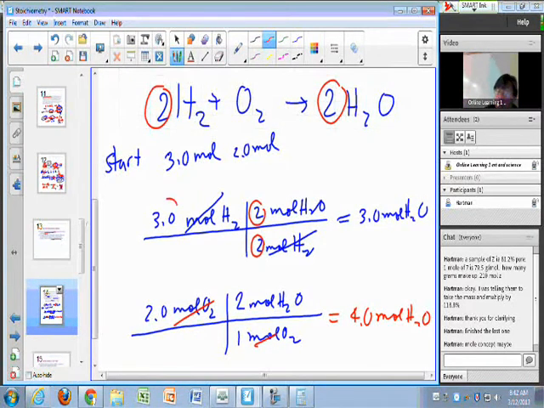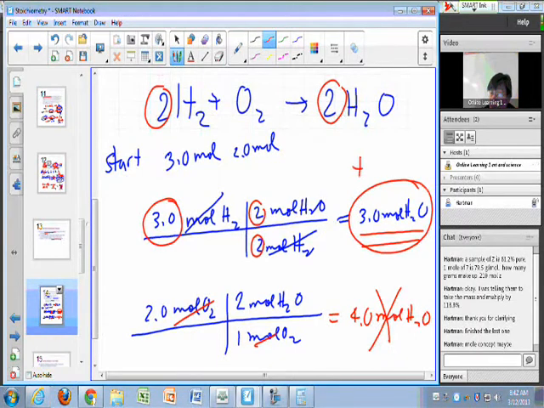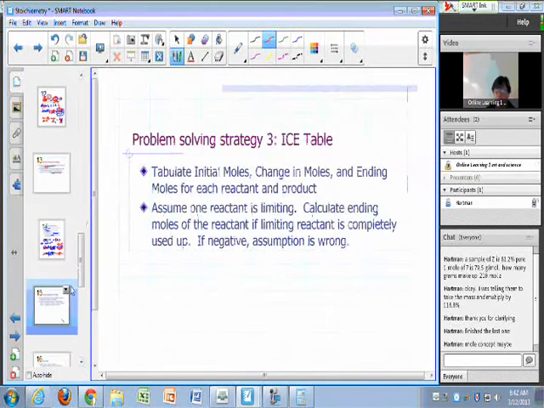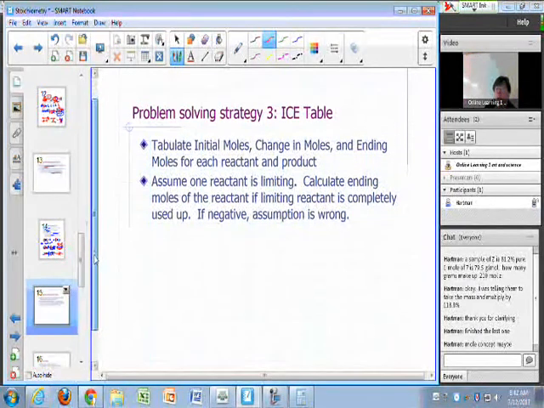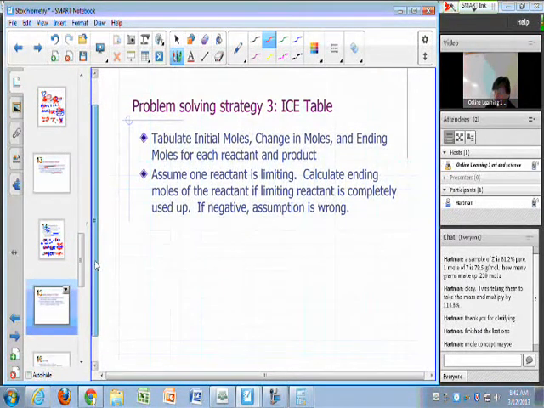Clearly, by the time I use up my 3 moles of H2, I would have made 3 moles of water. I can't make any more, right? So this is not possible. So 3 moles of H2O is your theoretical yield. That's how you figure out theoretical yield. Okay? So you can also use an ICE table for doing this. So you'd set up like in that example we have.